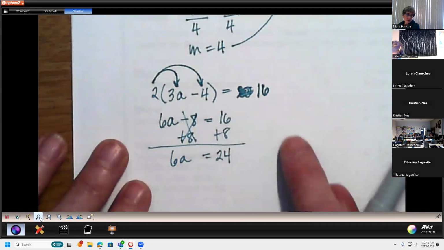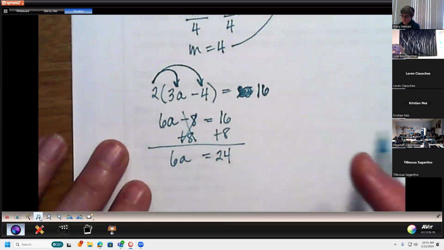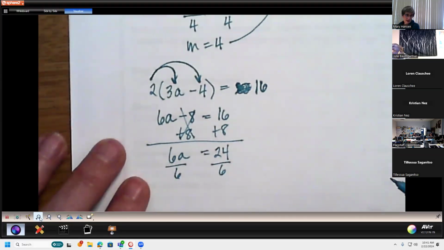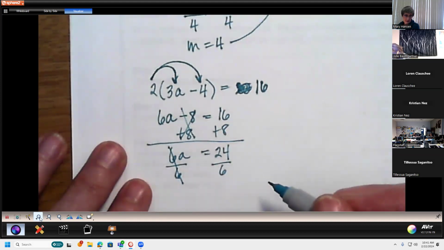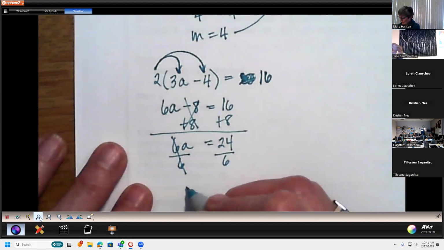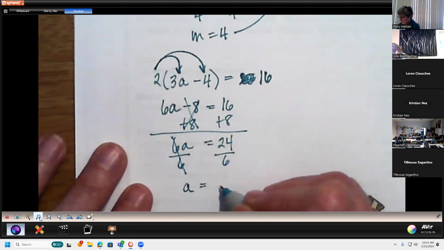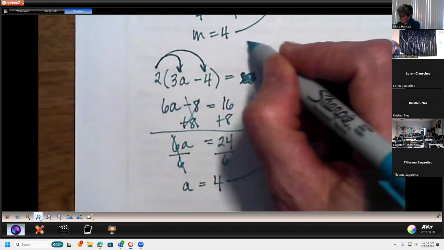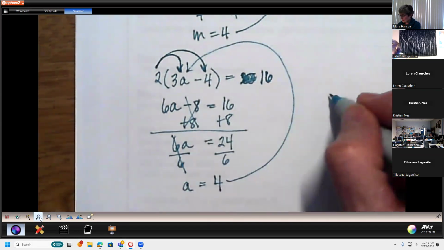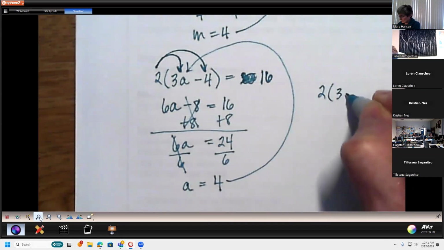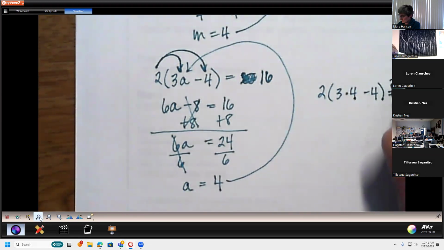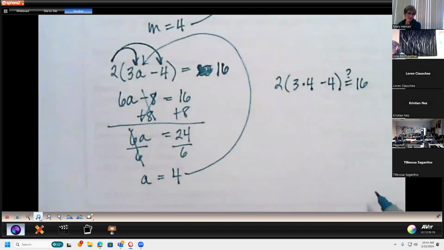So now I went from a 2-step equation to a 1-step equation, and I get rid of multiplying by 6 by dividing by 6. 6 divided by 6 is 1, so I have 1a equals 4. I can check my work again. 2 times 3 times 4 minus 4, does that really equal 16?